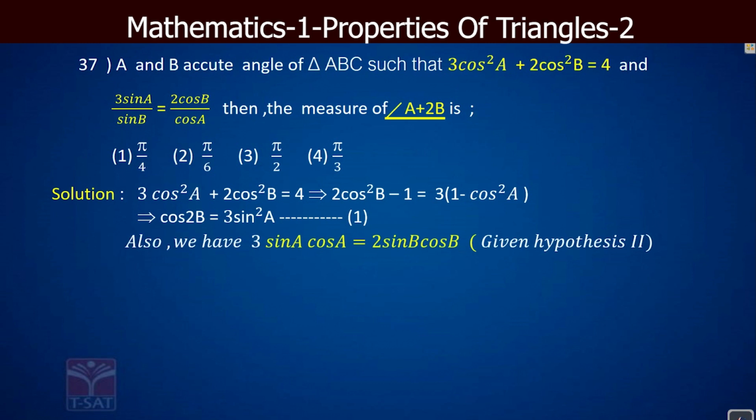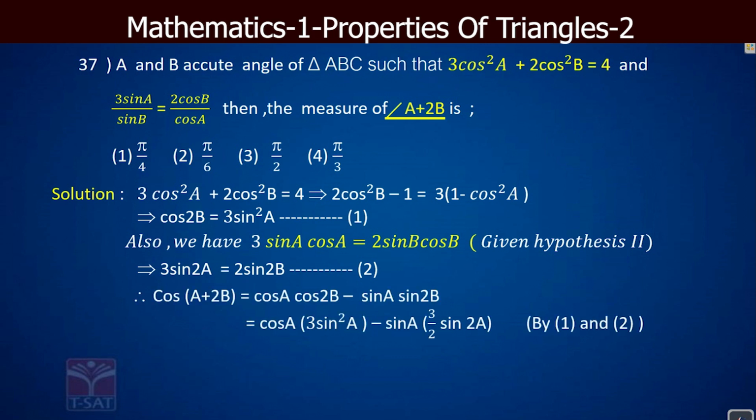Now, also you have 3 sin A cos A is equal to 2 sin B cos B from the second hypothesis. So, that means, multiplying both sides by 2, you will get 3 sin 2A is equal to 2 sin 2B, number 2.